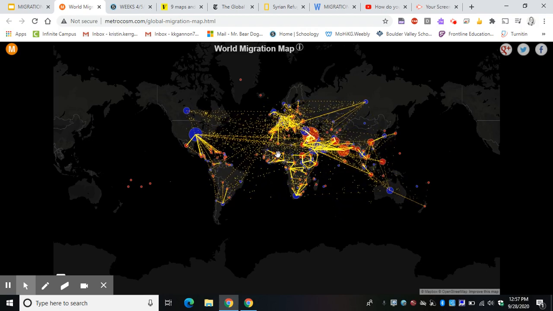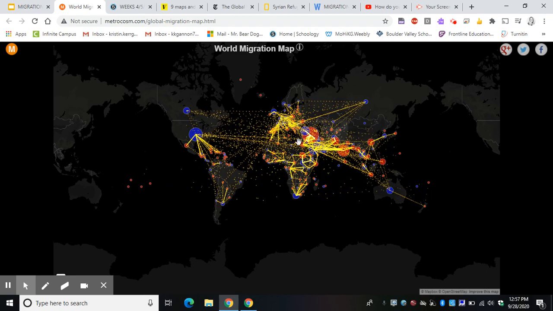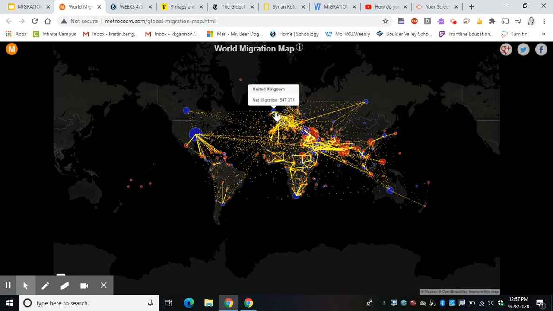Where are they going? And remember how I said that they're moving towards stage 4 countries. We're a stage 4 country. And the trend seems to be moving upwards.